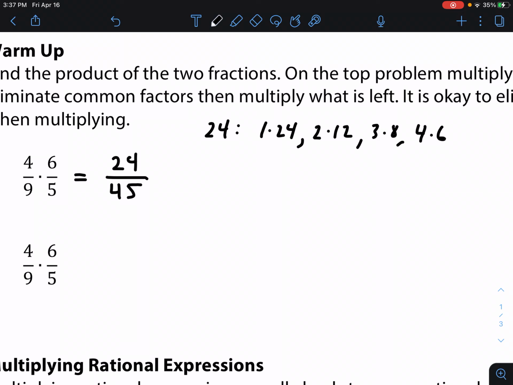Now I have to look at that and say, which is the largest one that goes into 45 evenly? Well, it's not 24. It's not 12. It's not 8. It's not 6. I can eliminate the even ones because 45 is odd. It's not 4. That means it's not 2 either, and we don't want 1, so that just leaves us 3. So we have to go all the way down to 3 to figure out the common factor.